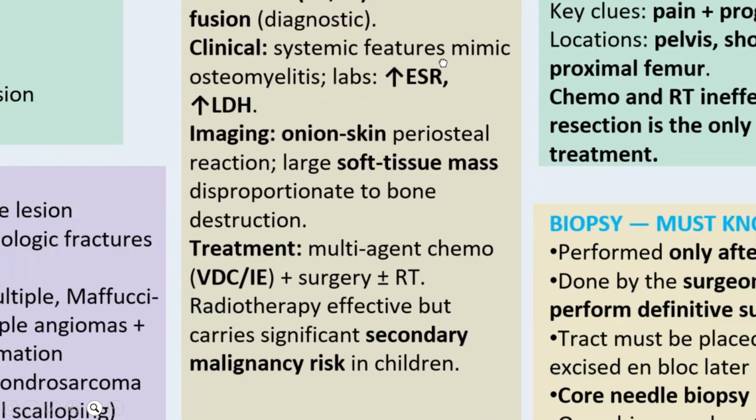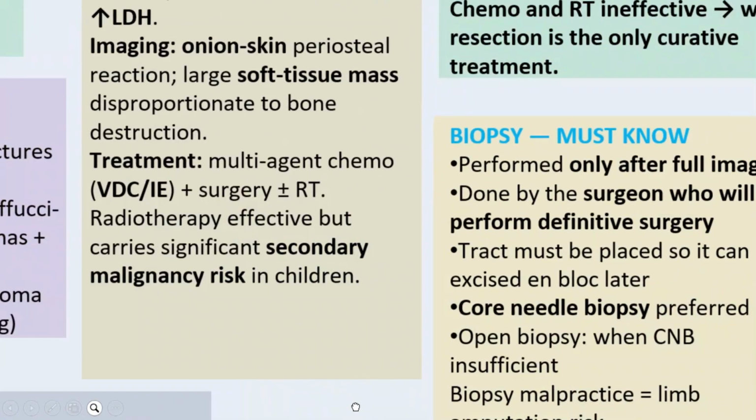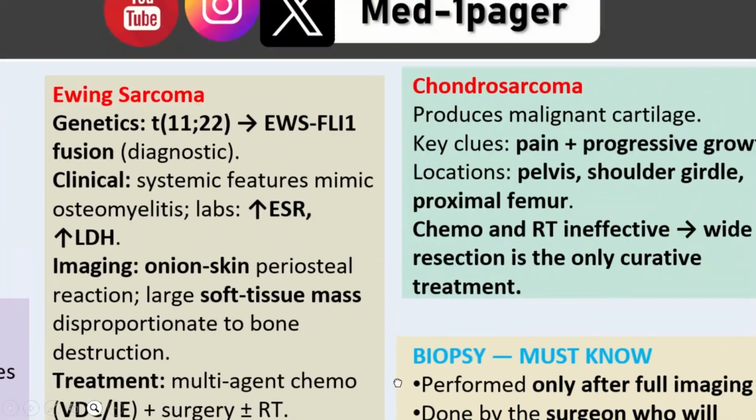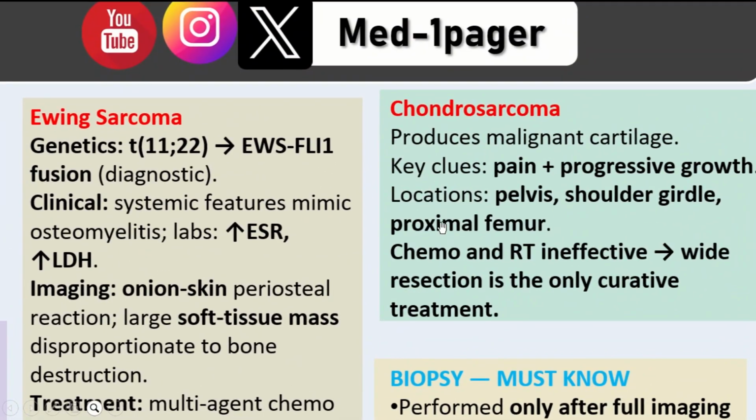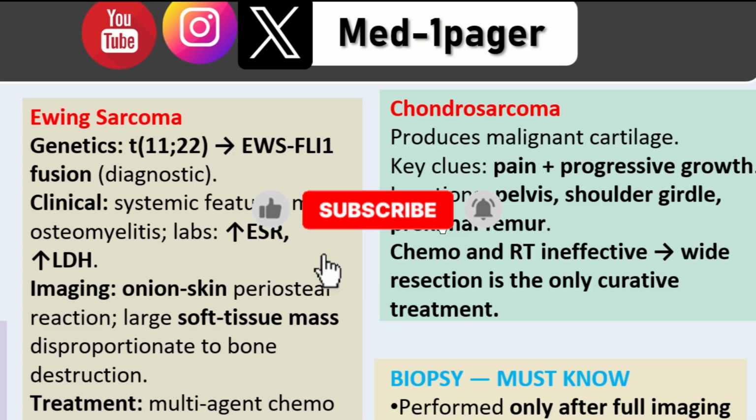Then when you look at the next tumor, that is the chondrosarcoma, and this is basically a malignant tumor that's producing cartilage, and it's going to be common in people over 40 years of age. The cause is going to be pain and progressive growth. Locations are going to be in the pelvis, the shoulder girdle, and the proximal femur. And most of the time, chemotherapy and radiotherapy are inactive, and you have to really go into that joint and do what is called a wide resection, and that is the only curative treatment.